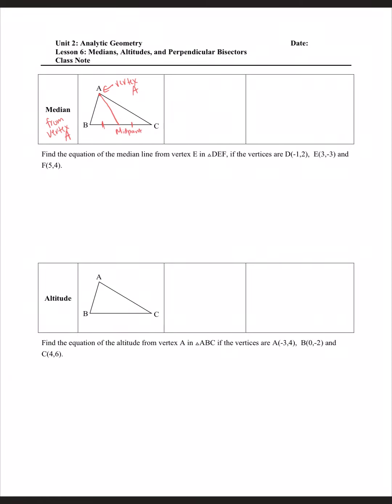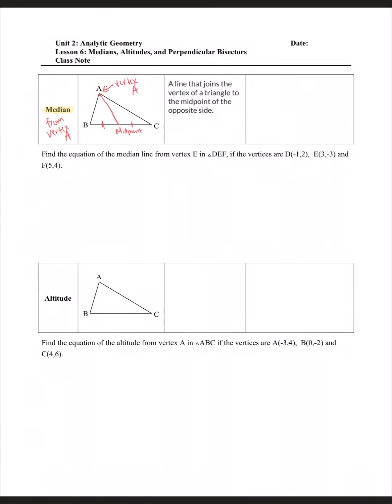So we'll just write up here what a median is. A median is a line that joins the vertex of a triangle to the midpoint of the opposite side. Okay, so we're going to figure out how do we go about finding the equation of a median. Today we're always looking at how we find the equation of these different types of lines that we use in geometry.